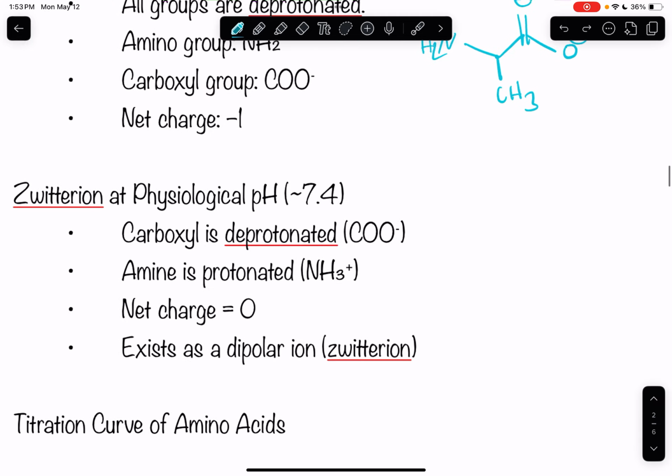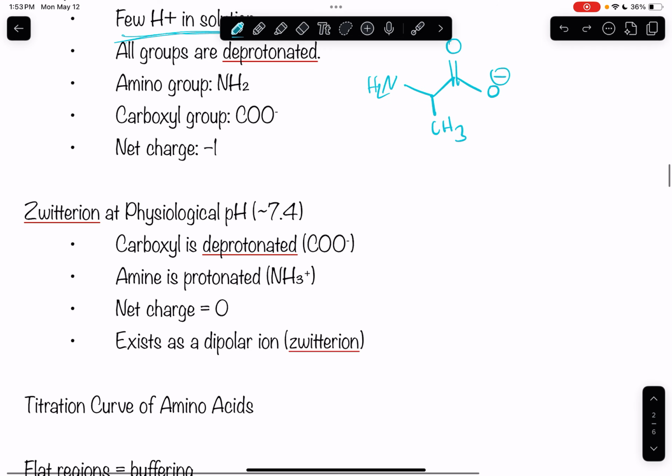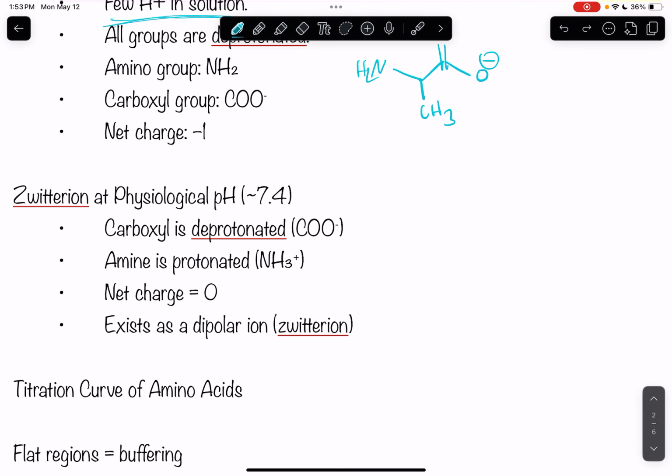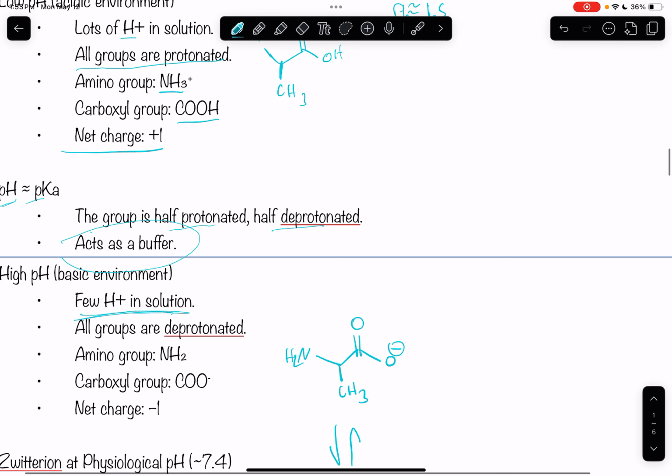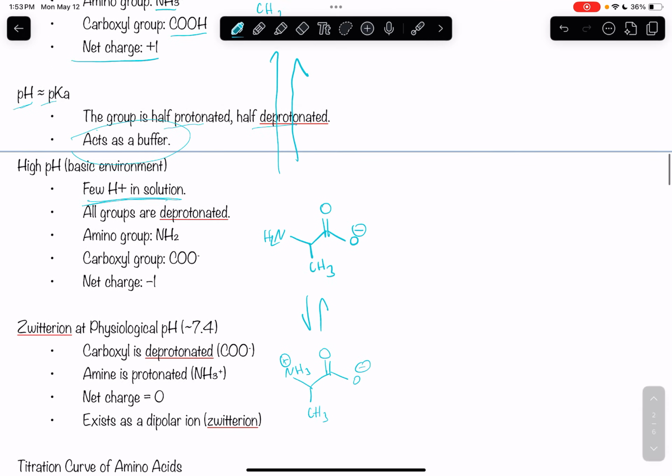And then if we're at physiological pH, it would be... Now, this is the state that will be at the most. Again, we're just going to use alanine again. And this net charge is going to be 0. So as you can see here, we can have 3 different forms of amino acids.